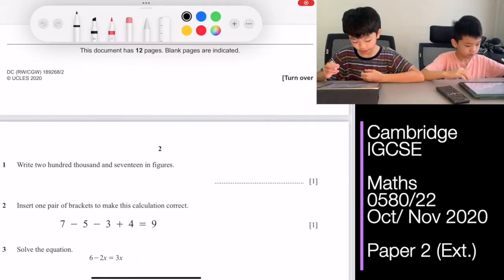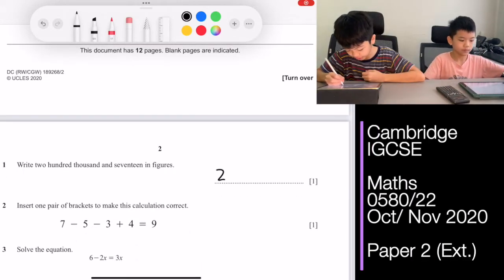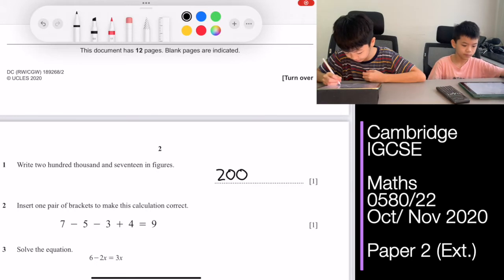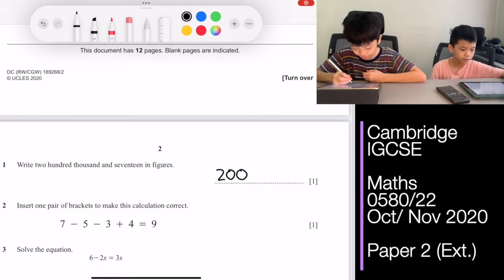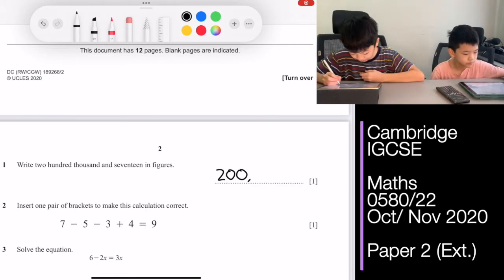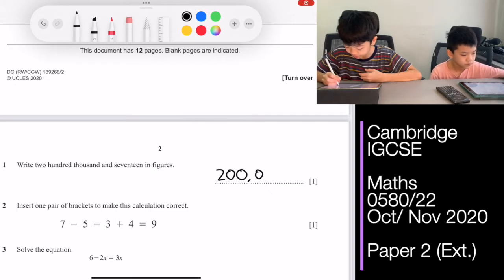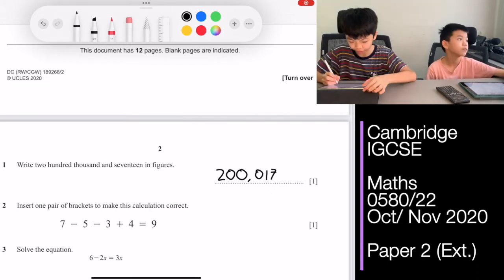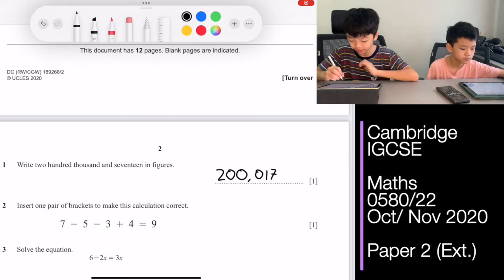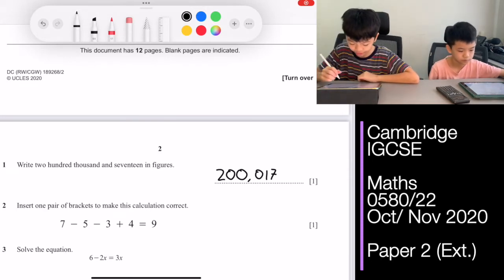Question 1, write 200,017 in figures. So 200,000, put a comma, and 17. The comma isn't really necessary, but it sort of helps me when writing this. 200,017. Okay.